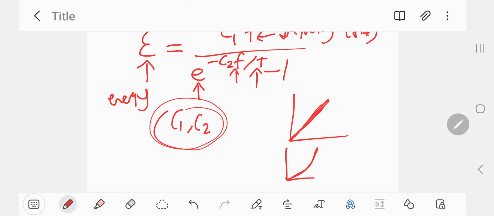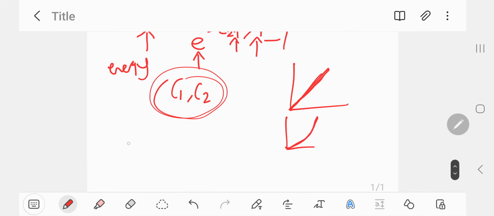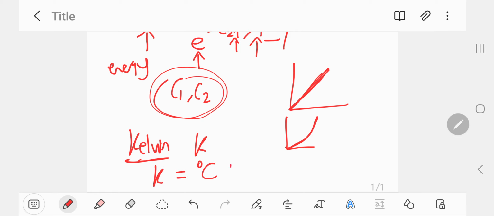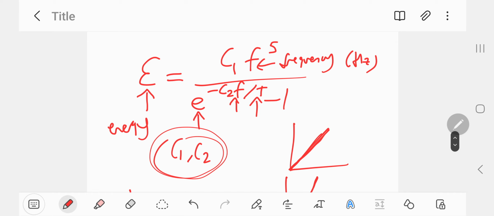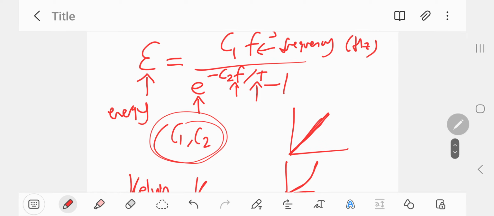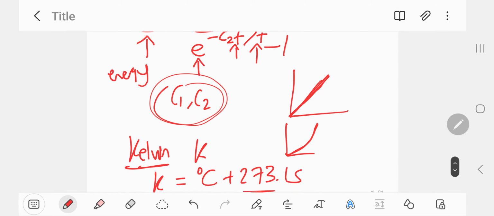And Planck didn't know the physical implications of these constants. He didn't know what they were. And just to note here that temperature is usually measured in kelvins, in honor of Lord Kelvin, a classical physicist. And to go from Celsius to Kelvin, you just add 273.15. And so according to Planck, the cavity was made of a collection of electrical oscillators that vibrate back and forth. And vibrations give more energy. So the more vibrations, the hotter the cavity.